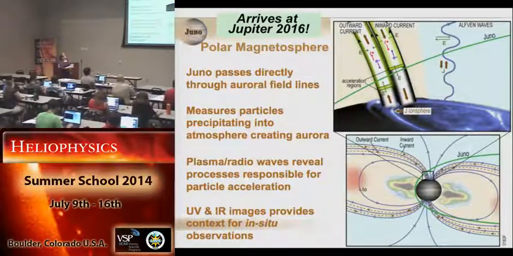Juno will go there, gets there in 2 years' time, will fly over the poles, and measure what kind of polar auroral processes there are, the double layers like there are at Earth. We'll have observations of the aurora, we'll measure the particle fluxes, we'll measure the field, and we'll really work out what's going on at the poles.